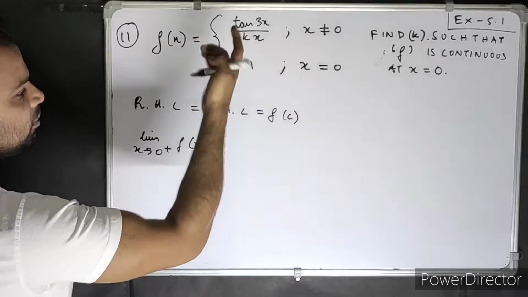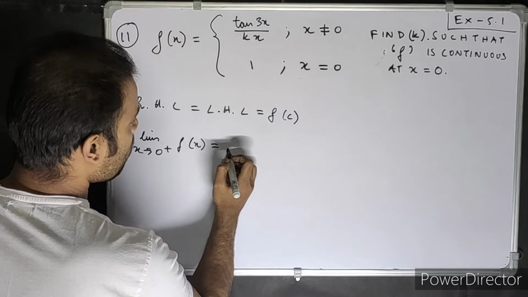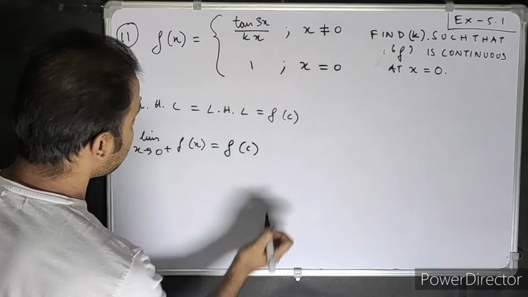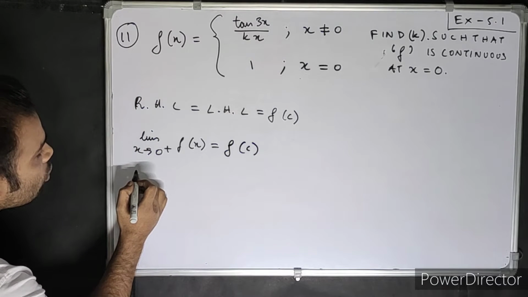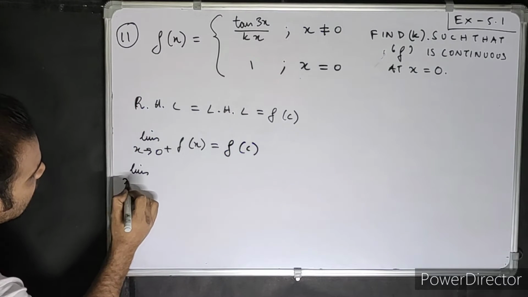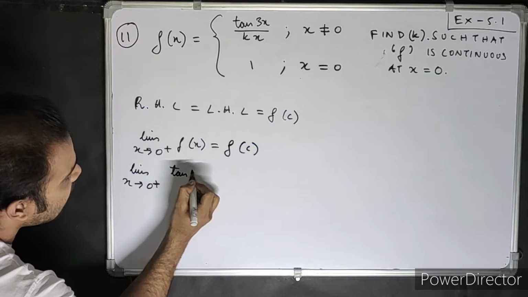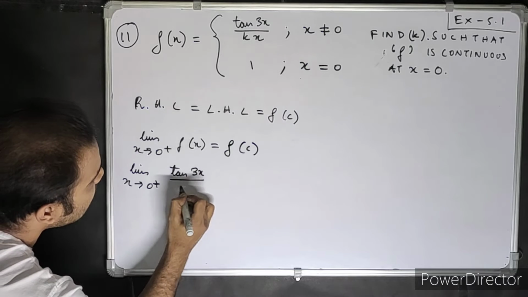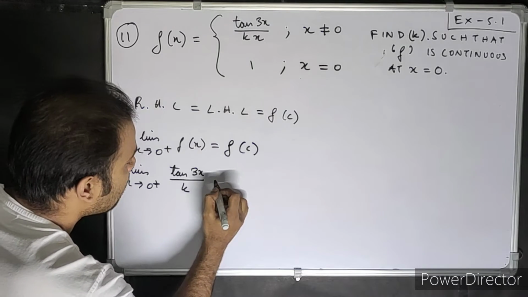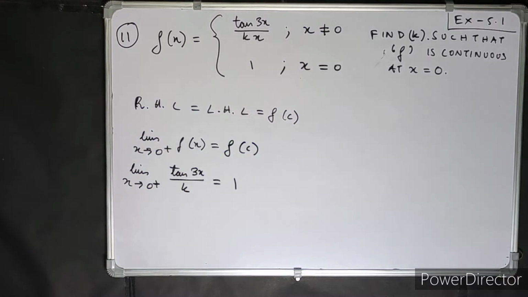When it's equal to 0, you have to take 1. So now f of c, directly you have to write: limit of x tends to 0 plus, tan 3x divided by kx is equal to 1.